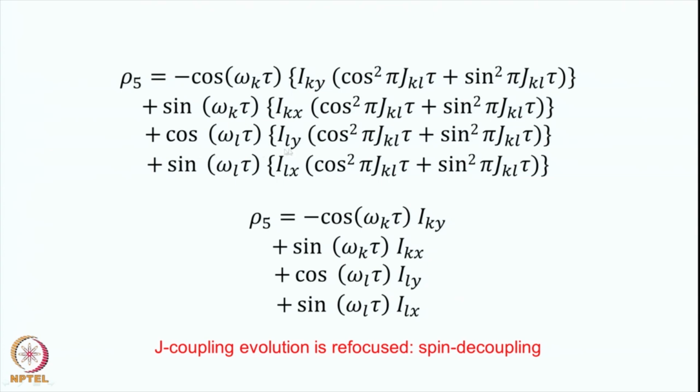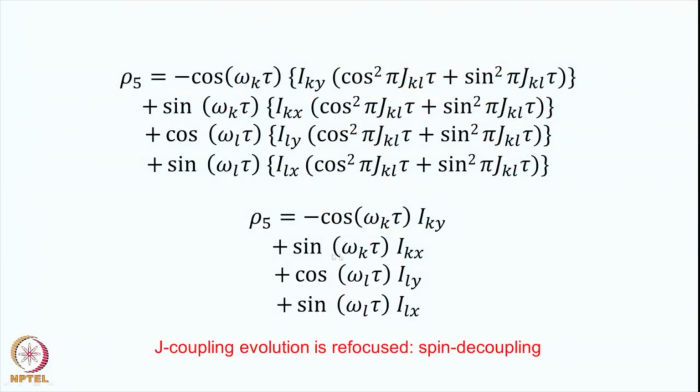Similarly for I_LY, here you have cos(ω_L τ) and inside the bracket you have cos²(πJ_kL τ) plus sin²(πJ_kL τ). And then for I_LX, you have sin(ω_L τ) and inside the bracket cos²(πJ_kL τ) plus sin²(πJ_kL τ). Now notice everything that is present inside the bracket is all 1, therefore it is simply equal to 1. Therefore I only have these terms remaining.